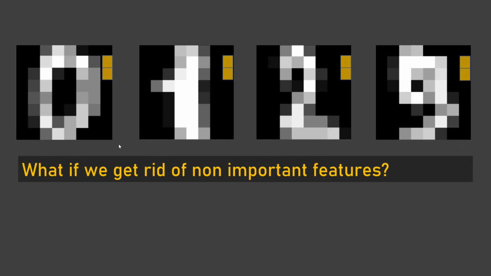And if you think about some of the pixels in these images, you will find that those pixels don't play any role at all in figuring out what digit it is. For example, these 2 pixels here, or pretty much any pixel in this last column, no matter what number it is, these pixels are always black. So we can say that these pixels are not important features. And what if we get rid of these features?